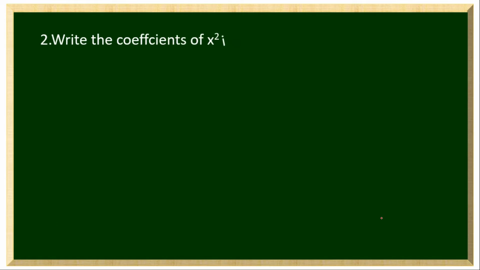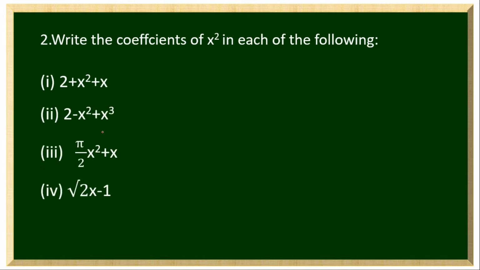Next. Write the coefficient of x square in each of the following. Here we have 4 expressions. First we will see the first polynomial: 2 plus x square plus x. What is the coefficient of x square? Nothing is there means we have to consider the coefficient as 1. So the coefficient of x square is 1.